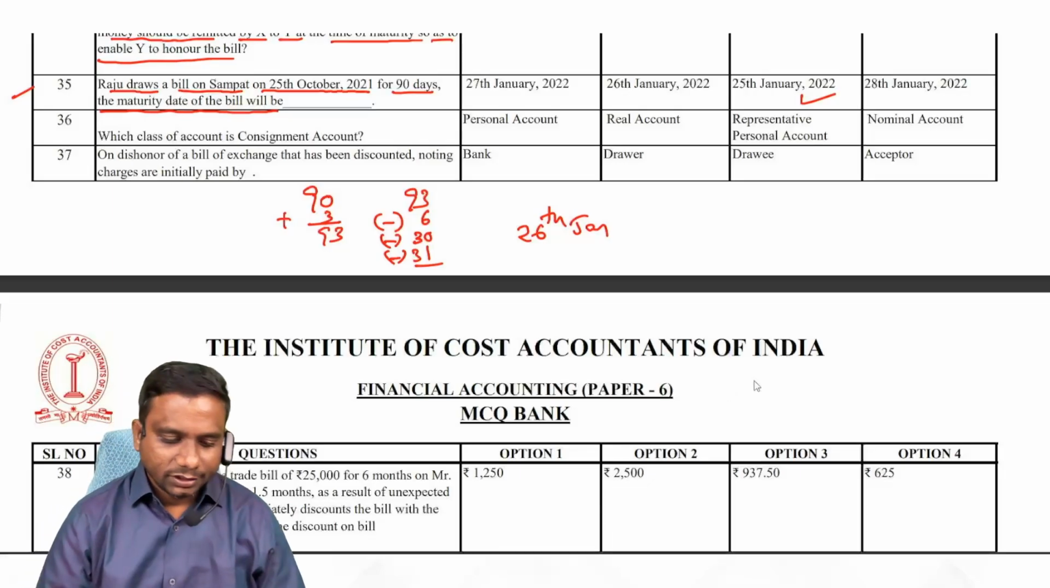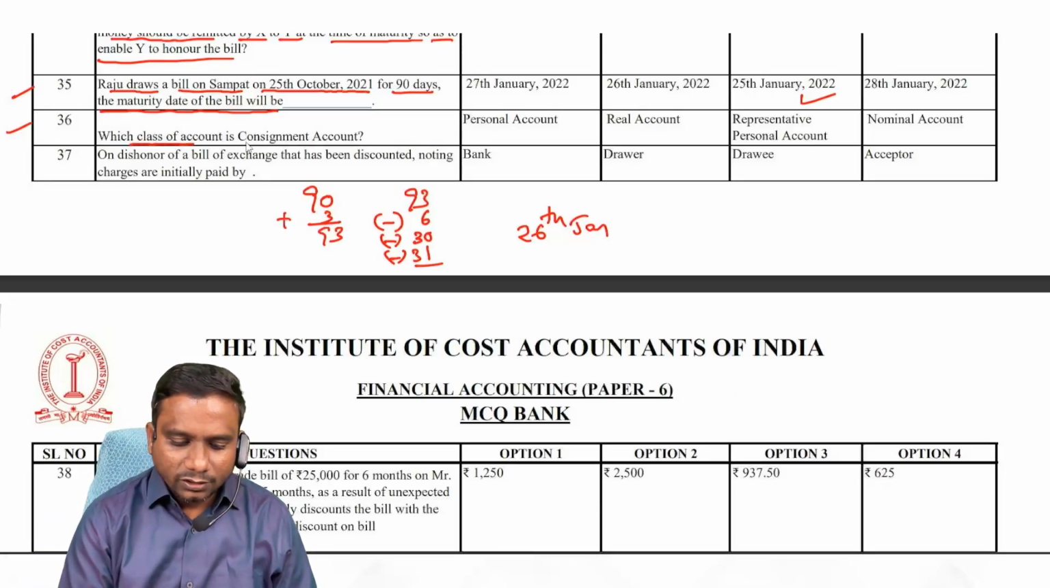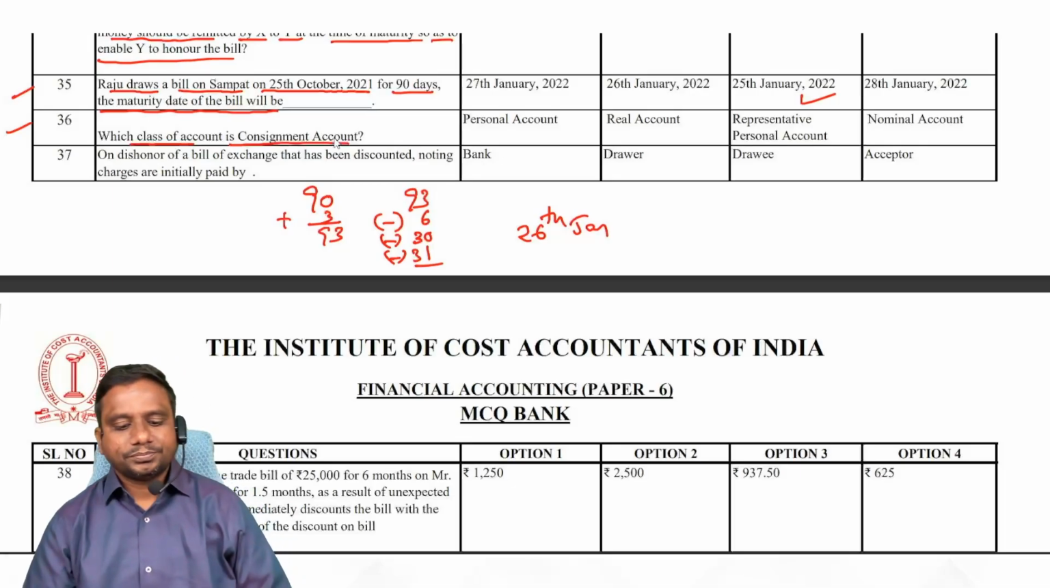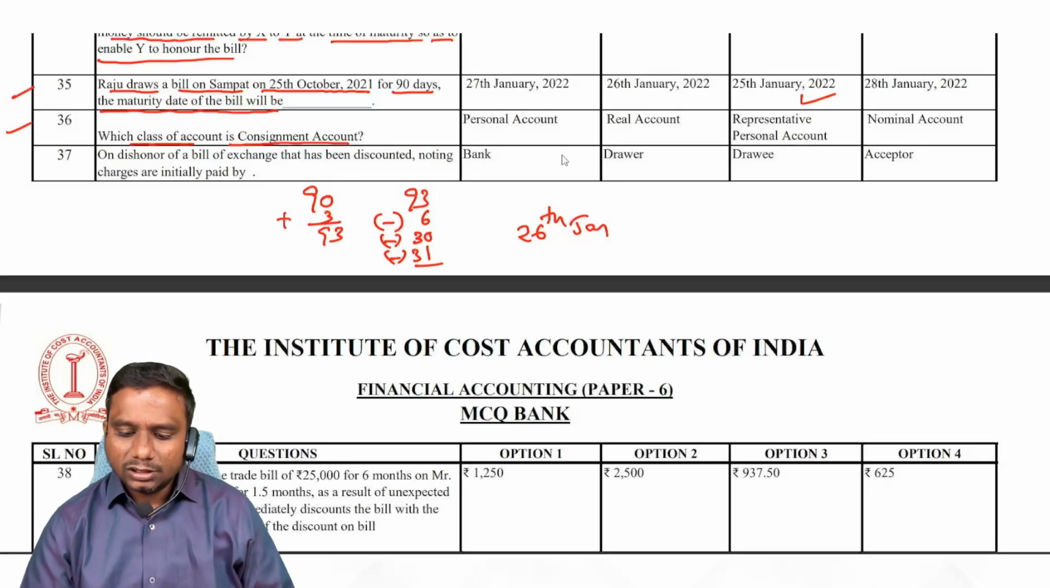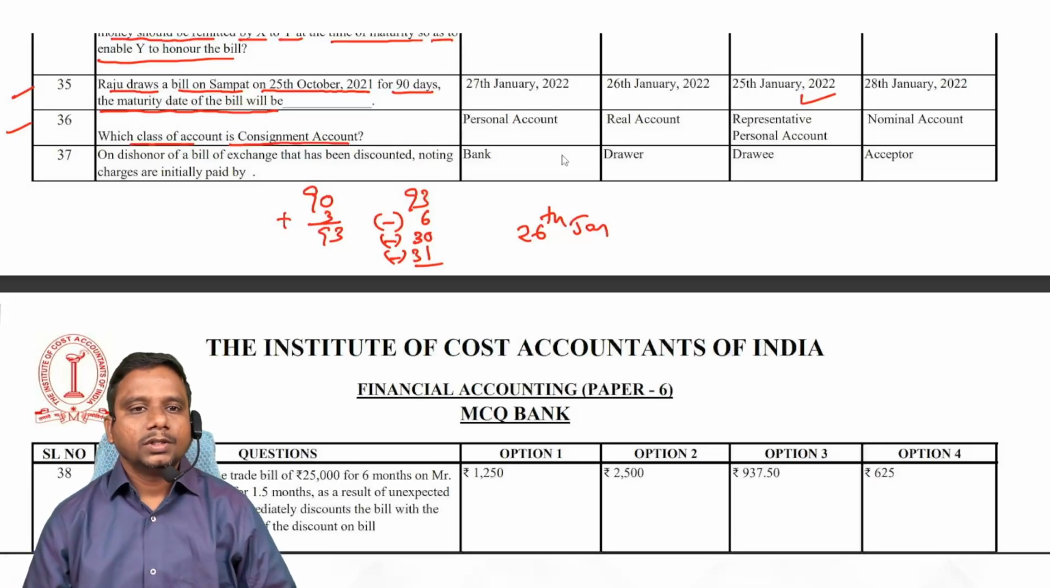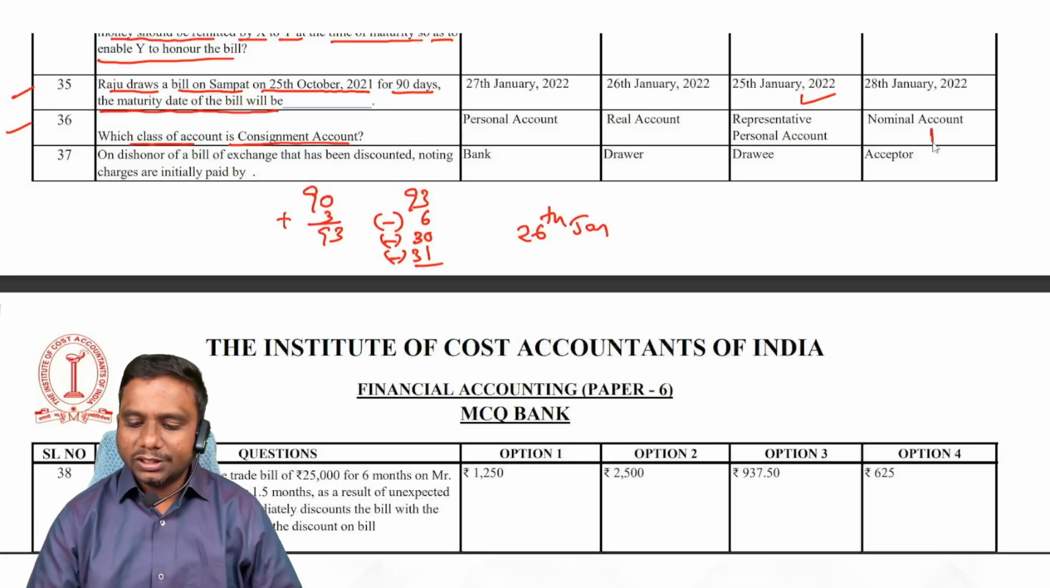Is it clear, students? Next one, 36. Which class of account is a contingent account? See, the options are personal account, real account, representative personal account, and nominal account. Observe, students. So which type of account is it? It is a nominal account.